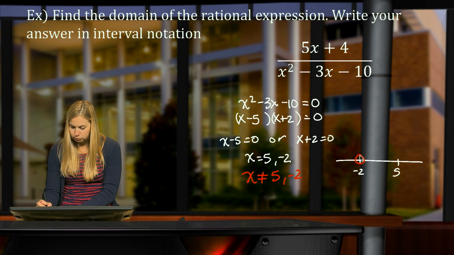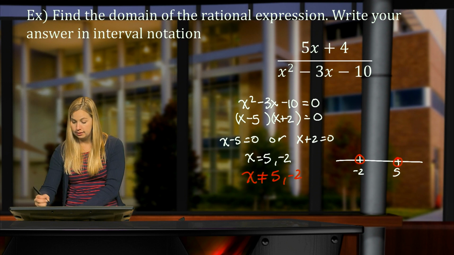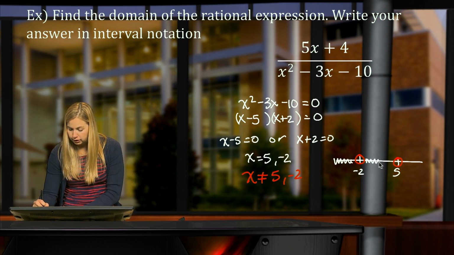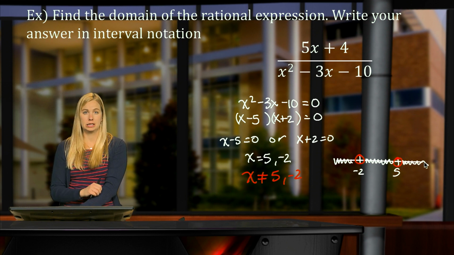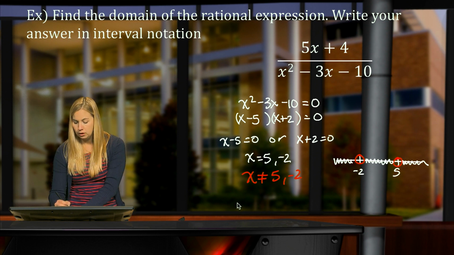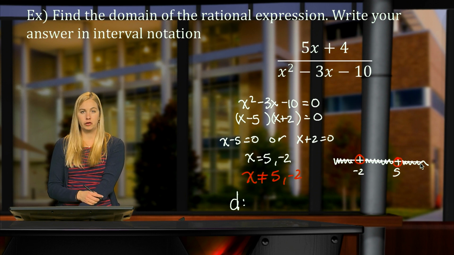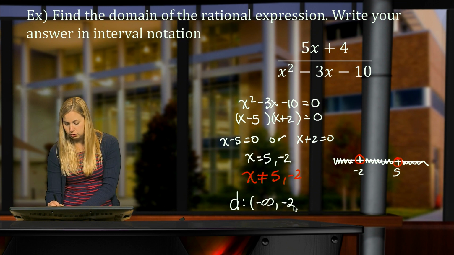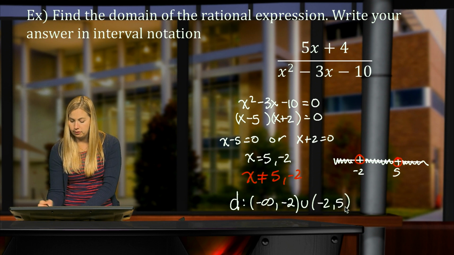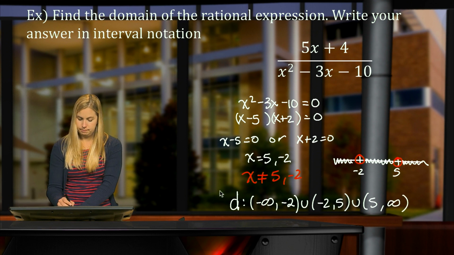I'm going to put some red circles around those because those are the two values that we cannot plug in for x. Everything else is fair game though. Any other value in those shaded regions, we can substitute into that expression and evaluate it. Since we have three separate shaded regions, we have three separate intervals for our domain. The first one goes from -infinity to -2. This middle one starts at -2 and goes to 5. And the third one begins at 5 and ends at +infinity.